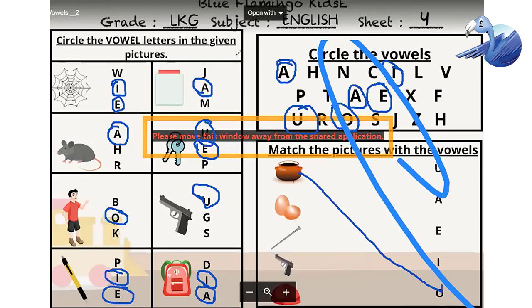So we have to identify the vowel letter here. That is E. That is E, student. So let's match it with E. Egg with E.